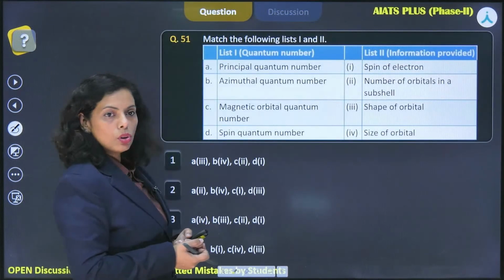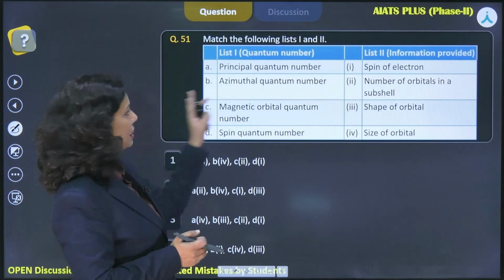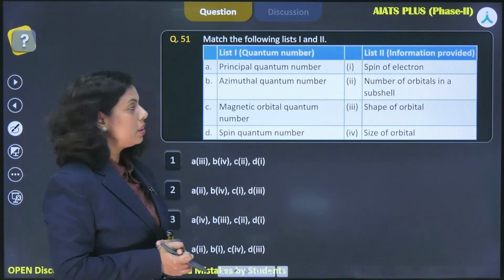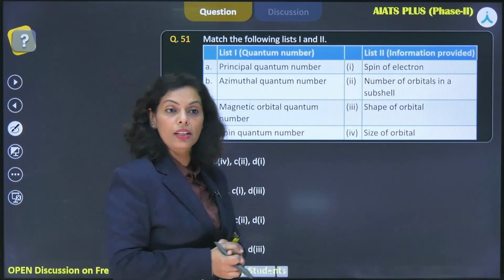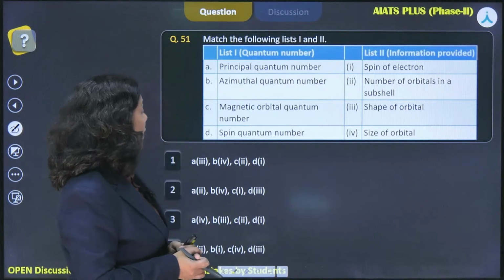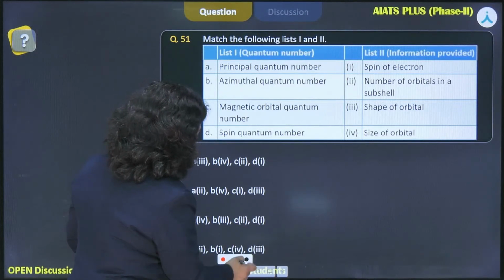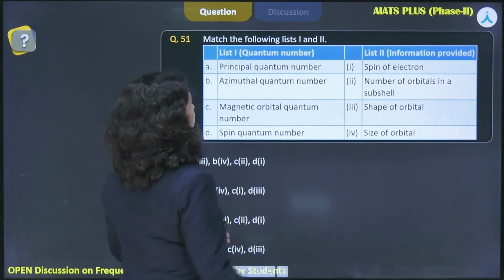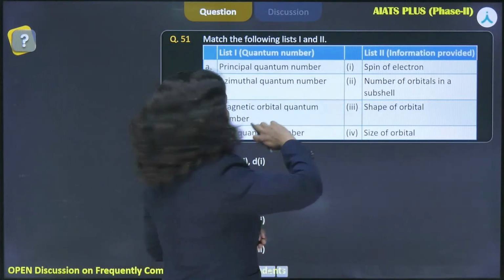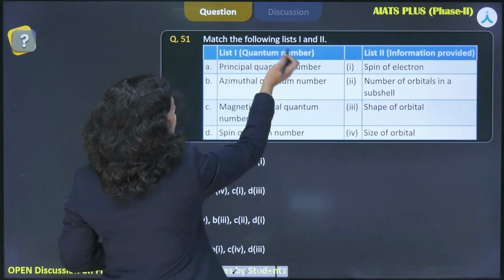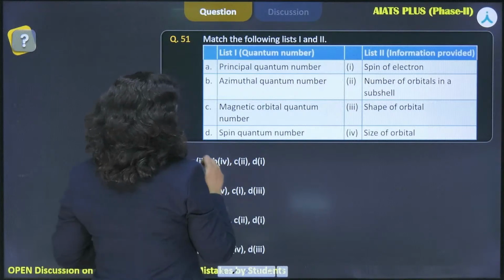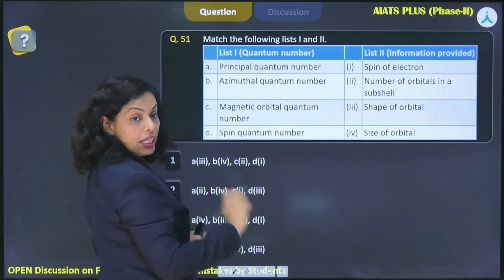Okay. So now another question. I hope this is visible to you all. The chapter is structure of atom, from which this question has been taken. Now I have to change the color of my pen as well, because on the white I'll be writing with the black pen. So match the following list 1 and 2, and you need to identify the correct combination.